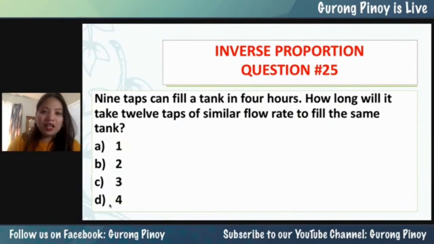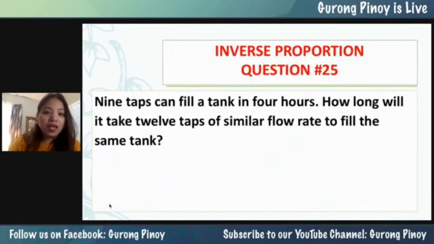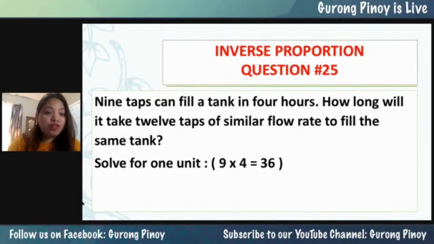Okay, let's start. Let's give the answer for this one. I think enough na to. Okay, it's letter C. Good job. Kagaya ng sabi ko kanina, solve for 1 unit. Okay, solve for 1 unit. Ulit, explain ko lang po itong 1 unit na sinasabi ko ha. Yung solve for 1 unit ay solve for the first set or first pair na binigay. 9 taps and 4 hours. So, i-multiply nyo lang yan to get the total for 1 unit.